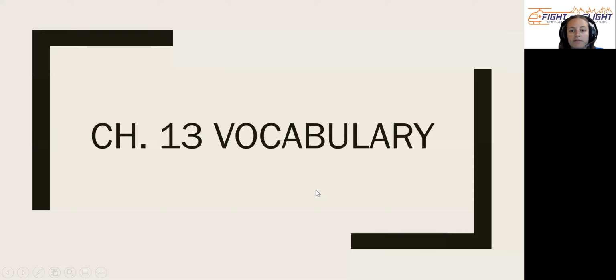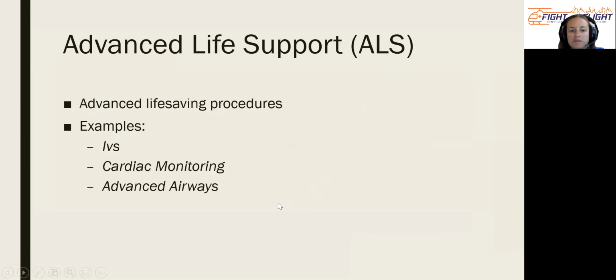These are the most important vocabulary words for Chapter 13. Advanced life support, or ALS, is just advanced life-saving procedures. So this is things like starting IVs, cardiac monitoring, advanced airways. ALS skills in Montana start at the EMT endorsement level. So as an EMT, you will not be ALS, but if you get some of these endorsements, you can provide some ALS skills.